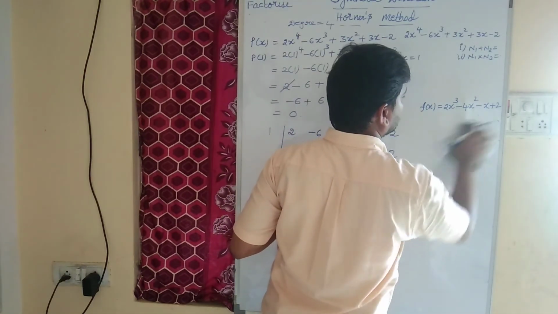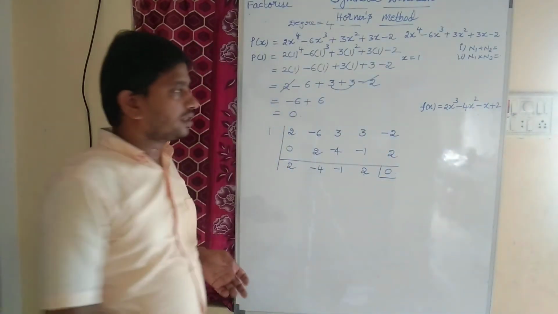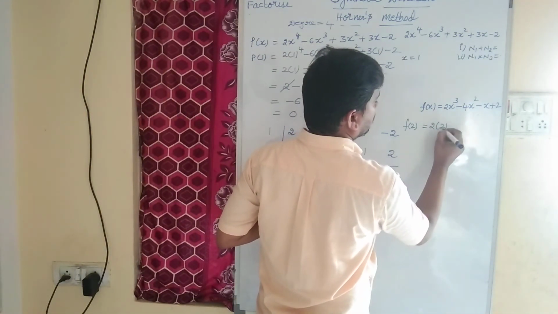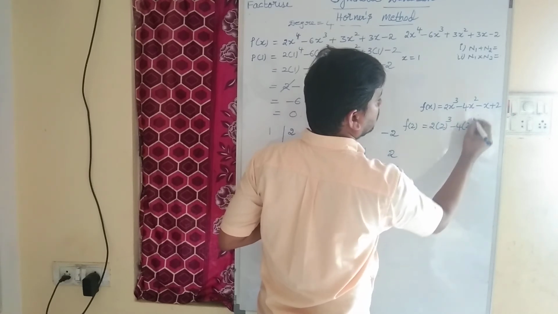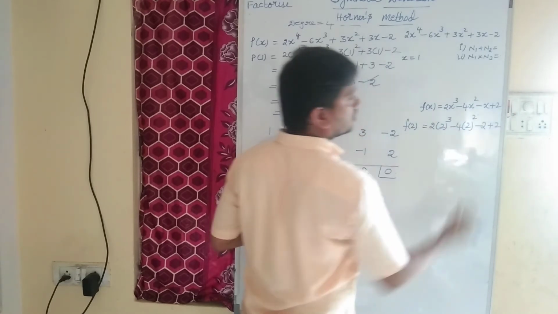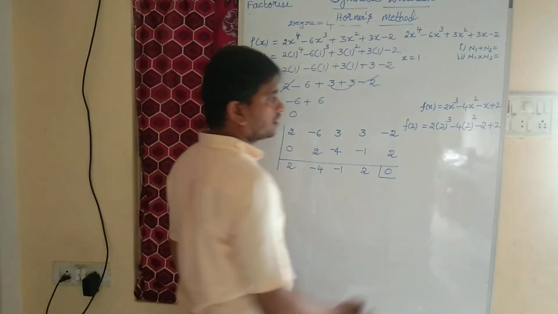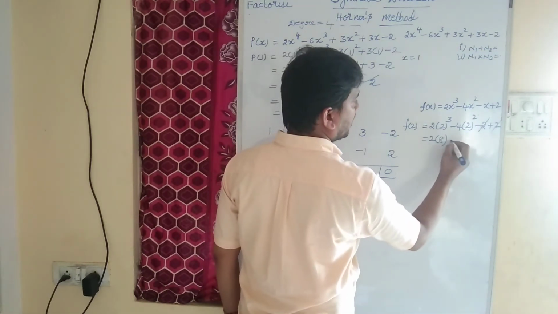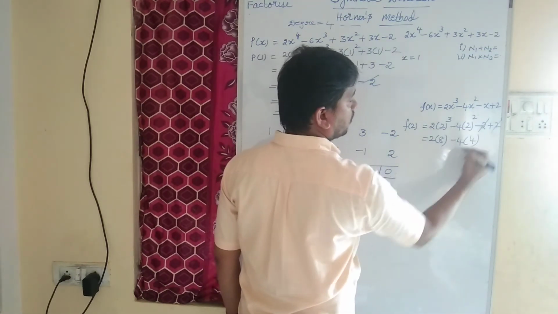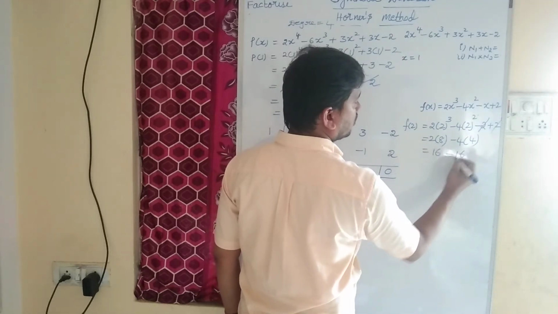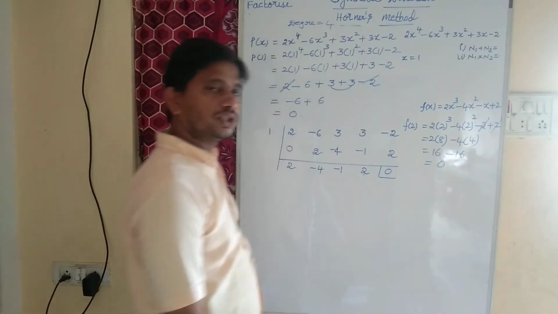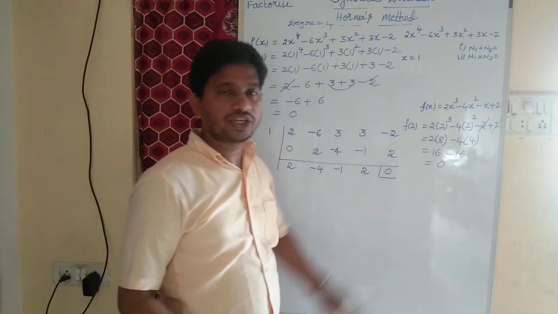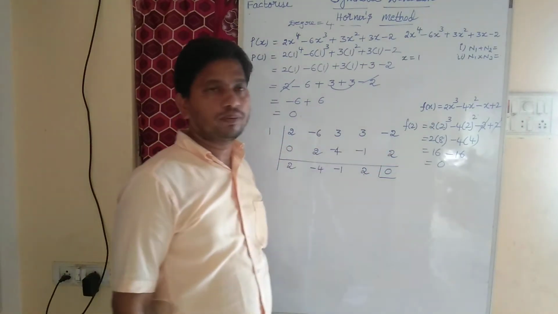Let us go with 2. F of 2, 2 into 2 cube minus 4 into 2 square minus 2 plus 2. Right? Minus 2 plus 2 gets cancelled. 2 into 2 cube 8, minus 4 into 2 square 4. 2 8s are 16, 4 4s are 16. So we got result 0, children. At x is equal to 2 we got result 0. Then 2 is a zero of the cubic polynomial.